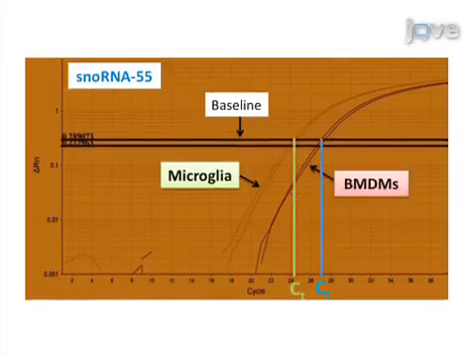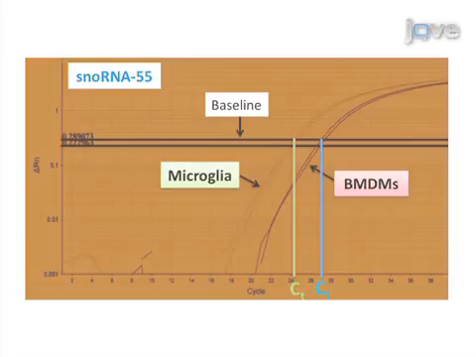Note how the CT values for analysis of the SNORNA55 expression from the different cell populations are determined at the intersection of the baseline with the lower part of the linear range of the qRT-PCR curves, as indicated in the graph by the green and blue vertical lines.